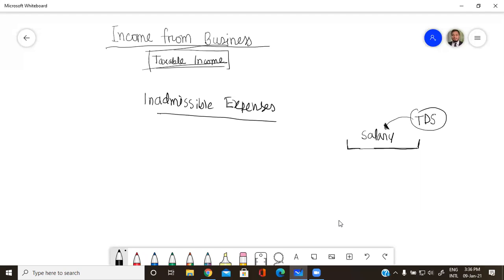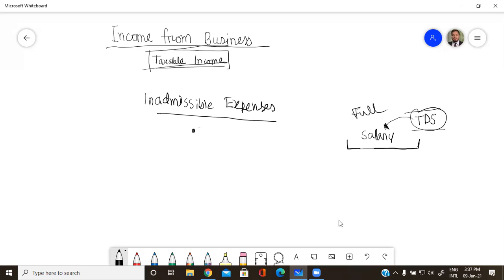So instead of taking out TDS from the salary, you paid them full. But you are such an employer, according to NBR guideline, who is supposed to deduct or collect the TDS from the salary he or she pays to his employees. So if you do not deduct TDS, the salary expenses will become inadmissible. Have you got the point? Yes, sir.